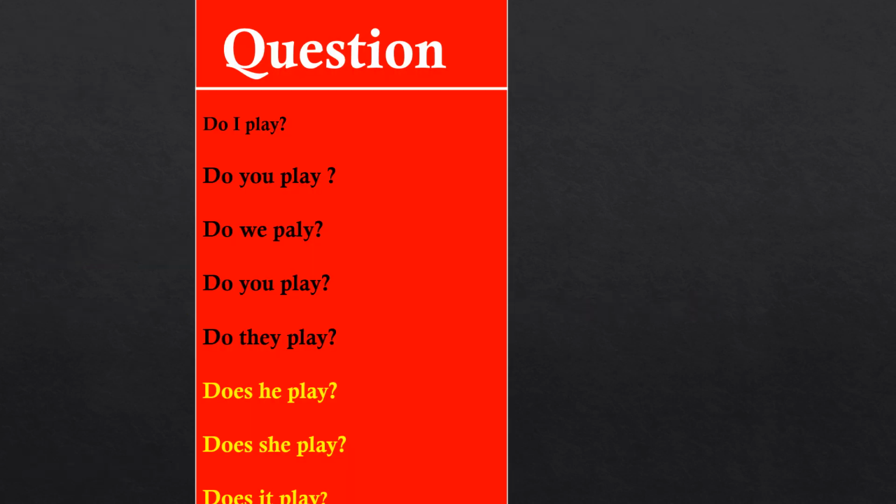Question. For questions, we use the auxiliary do. And we say, do I play? Do you play? Do we play? Do you play? Do they play? With he and she and it, we use does, not do. And we say, does he play? No s. Does she play? No s. Does it play? No s.